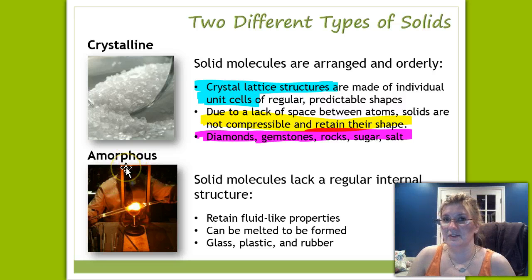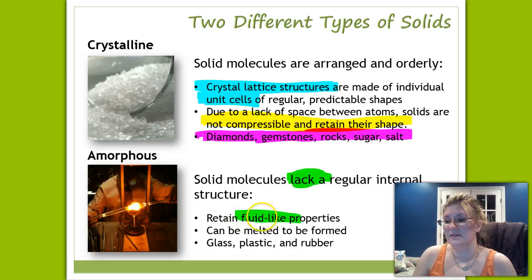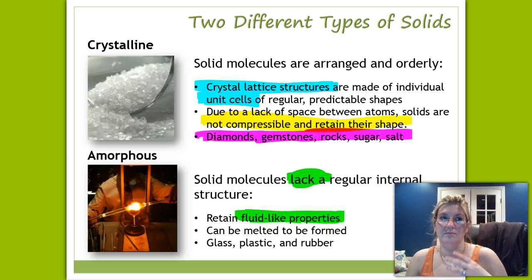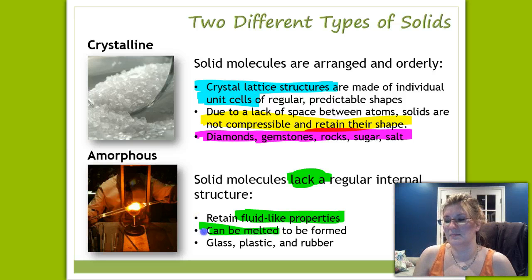Amorphous solids are very different from that. Amorphous solids lack that regular internal structure and actually end up keeping some fluid-like properties. That is, they can compress a little bit. They can mold and shape and move. A defining feature is that they can be melted and reformed.